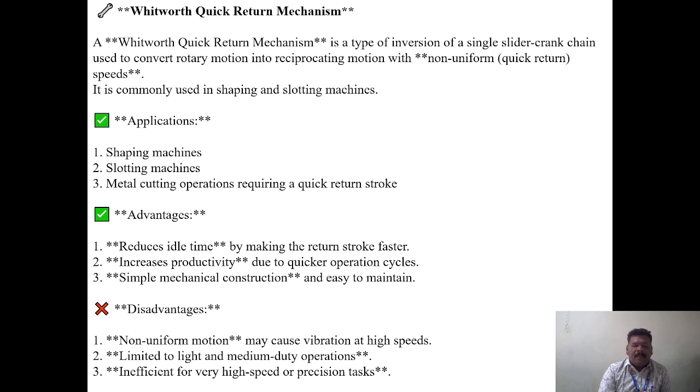easy to maintain. And the last one is disadvantages. Non-uniform motion may cause vibration at high speed, limited to light and medium duty operations, and inefficient for very high speed or precision tasks.